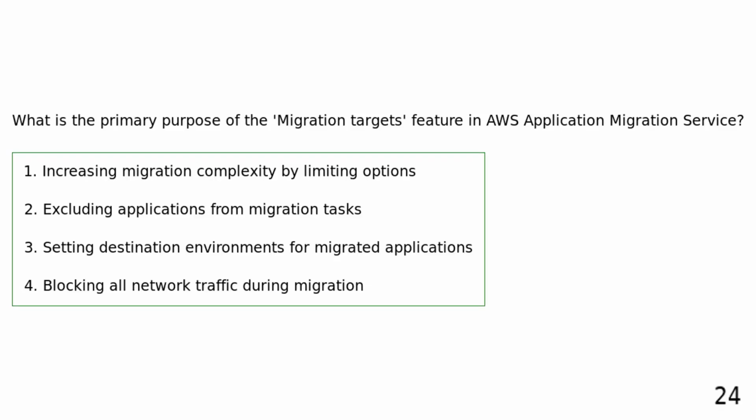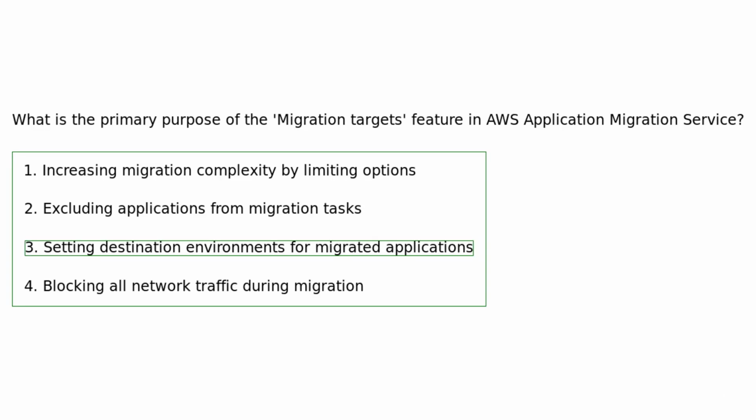What is the primary purpose of the Migration Targets feature in AWS Application Migration Service? Increasing migration complexity by limiting options. Excluding applications from migration tasks. Setting destination environments for migrated applications. Blocking all network traffic during migration.